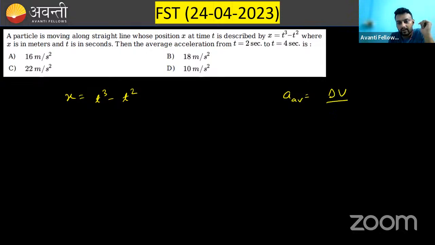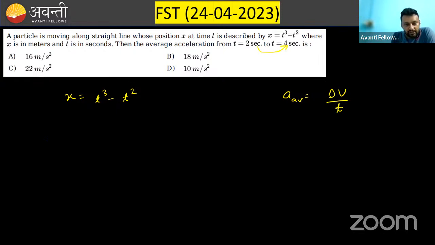Average acceleration is the change in velocity over the time period. So we need to calculate the change in velocity. The time period is given from 2 seconds to 4 seconds. So this is the time period of 2 seconds.